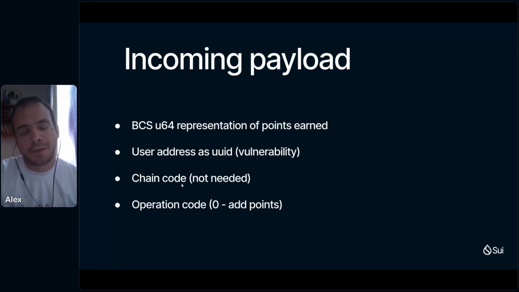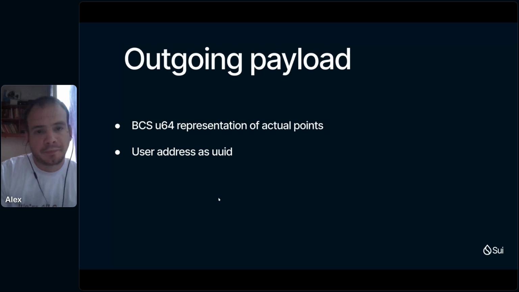I had a code for which chain it comes from. In this case, I assume that there's only Sui and another chain. But this is not needed because whenever you get a VAA, you can get the emitter, which means the address that sent it and the chain that it came from, with a function that I will show you. And then in my case, I have an operation code because this payload is to add points, but it can also be to remove points. And the outgoing payload from Sui will be just how many points and which user it is.